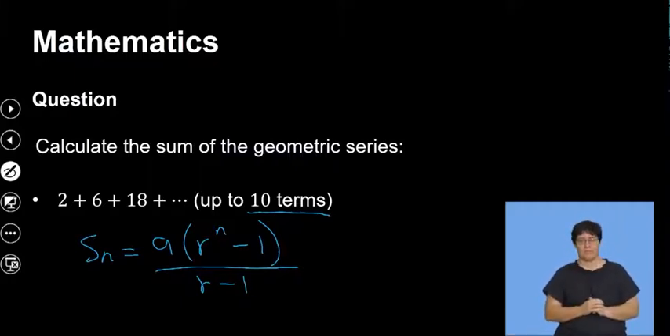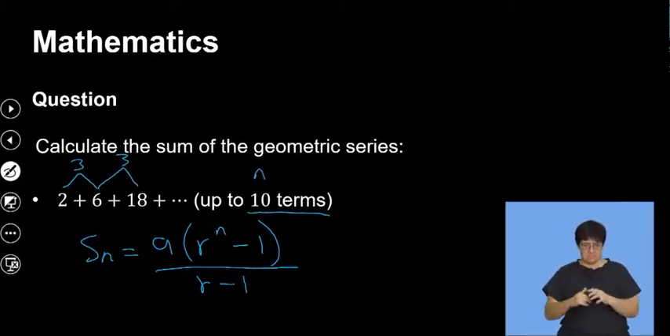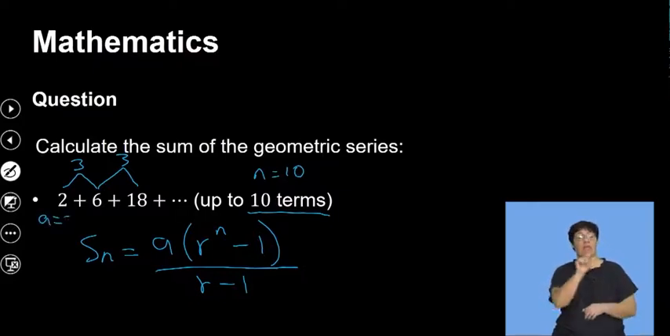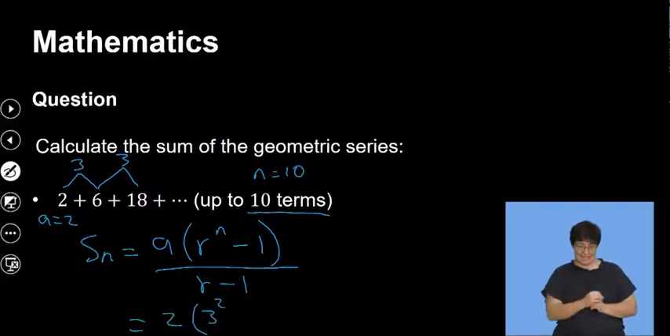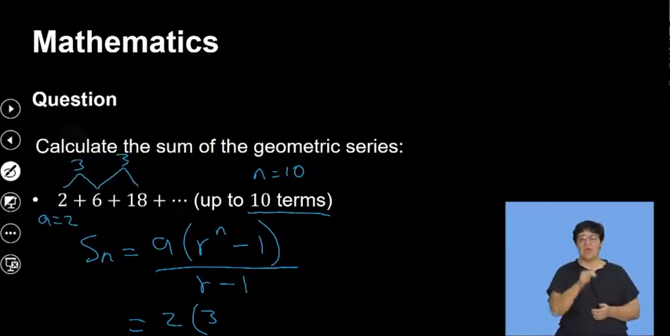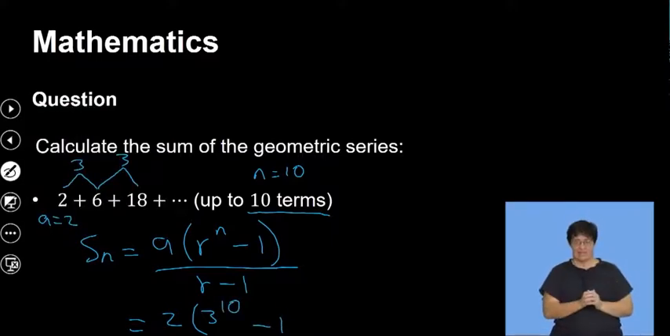So here my r will be 6 divided by 2, which gives me 3, and 18 divided by 6, which will also be 3. So that's my common ratio. The number of terms will be the 10 that I have there, and the value of a will be equal to the 2 there. Then I substitute. My a value, as I said, is 2, open the bracket. My r is 3, not squared, and I'm already thinking about squared here. The n will be the number of terms, which is 10, then minus 1, over 3 minus 1.